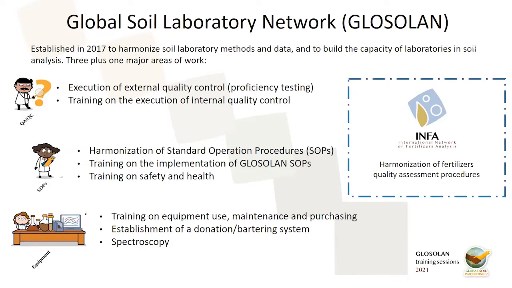And regarding equipment, we are also working on that by giving training on equipment purchasing, use, and maintenance, and establishing a donation and bartering system. And we're also working on soil spectroscopy. So we're trying to build the capacity of soil laboratories worldwide regarding soil spectroscopy by giving training, producing documents, and organizing meetings and workshops. GLOSOLAN is also working since last year on the harmonization of procedures to assess the quality of fertilizers. And a sub-network was established. This is called INFA. This is the International Network on Fertilizer Analysis.